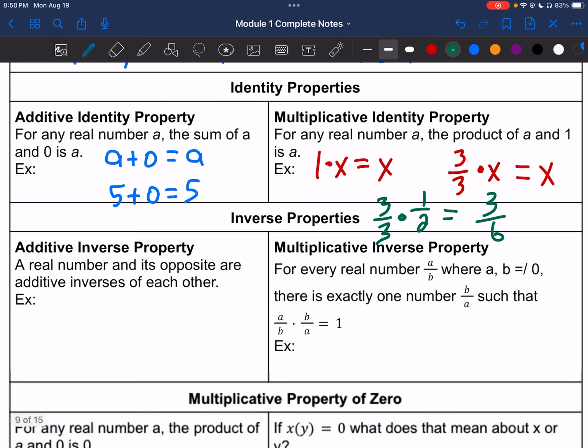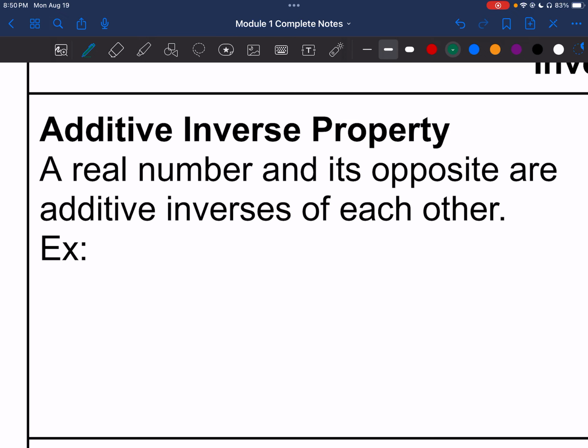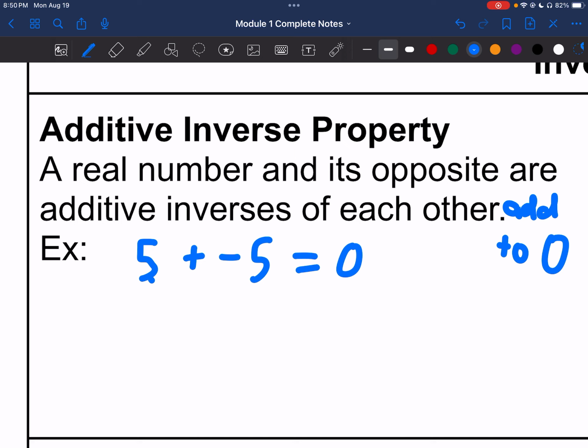So if we have identity properties, we also have inverse properties. And the additive inverse property says that a real number and its opposite are inverses of each other. What does this mean? Well, they're going to add to 0. So if we have 5 and we have -5, that equals 0. So additive inverses add to 0. So they're opposites. They are opposite signs. One of them will be positive, one of them will be negative.